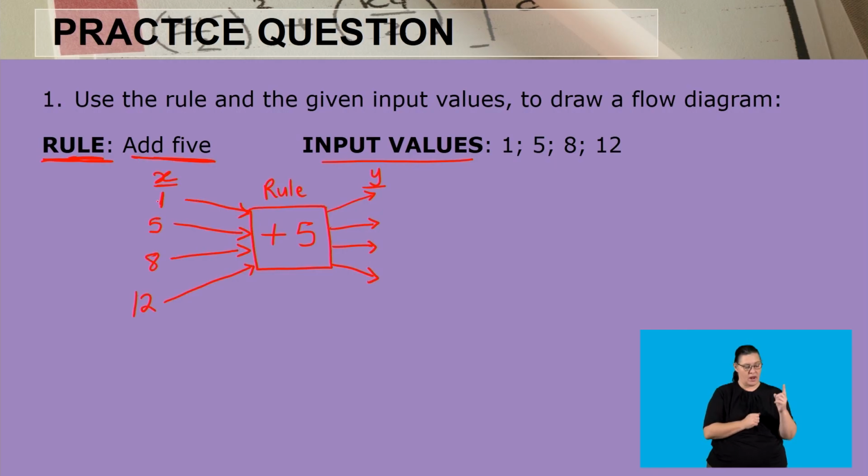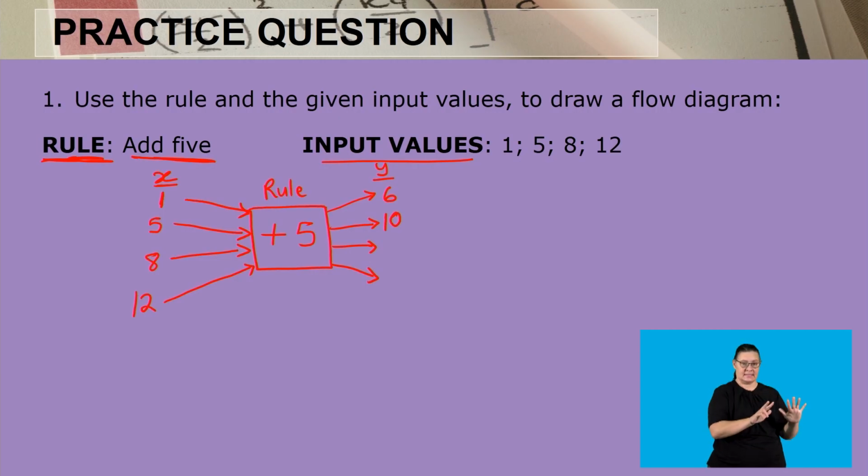So let us use this rule and find those output values. The first input value is a 1. We're going to add 5. So what is 1 plus 5? Yes, that is going to give us a 6. Let's just write that y more clearly so that it doesn't confuse our output values. So 1 plus 5, that is going to give us a 6. Then we have a 5 plus 5. Do you know what the answer is there? Yes, you are correct. It is a 10.